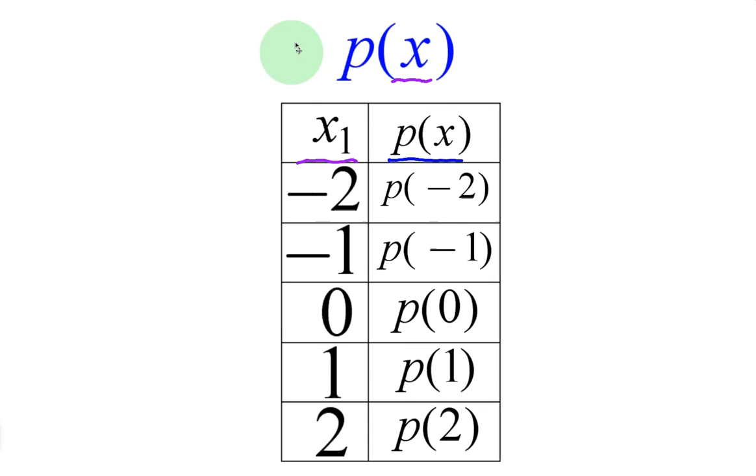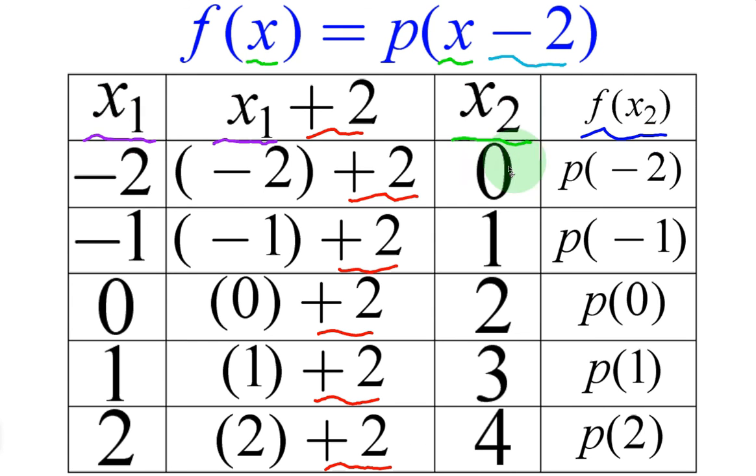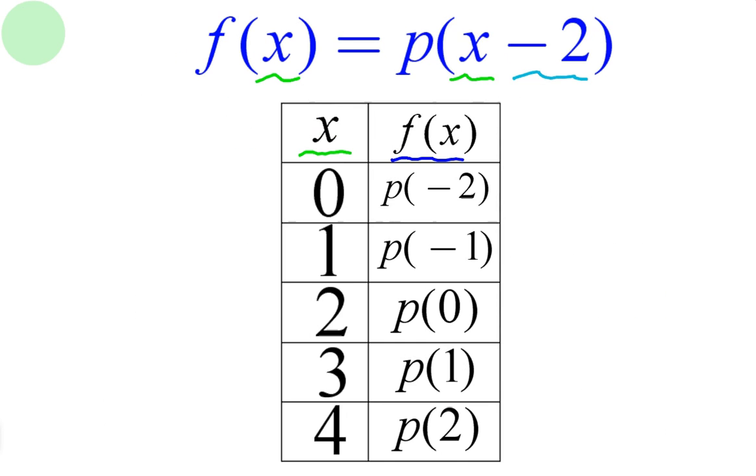In general, if we have just a generic p of x parent function, we don't know what our y values are. We just know that we're plugging in these x values to get those p values or those y values. But this is where the application comes in. We can keep those same y values. All we have to do is take the original x values and add 2 to them. In other words, take x1 plus 2, and that will give us our new x values, keeping the same p or y values. So our new x values will be 0, 1, 2, 3, 4. And this is what our final chart will look like. Again, the only difference is the y values will stay the same. The x values have all been added by 2.